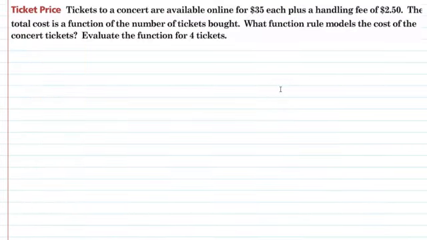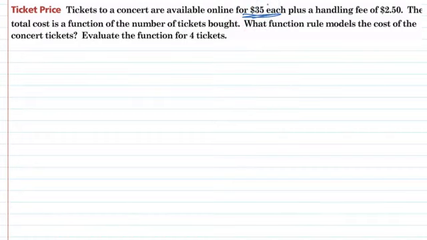Now this problem wants us to create our own function and then solve it. It says the tickets to a concert are available online for $35 each plus a handling fee of $2.50. This is where all the key information is. $35 each. That means if you have one, you spent $35. If you have two, you spent $70, etc. So $35 for each one you have.